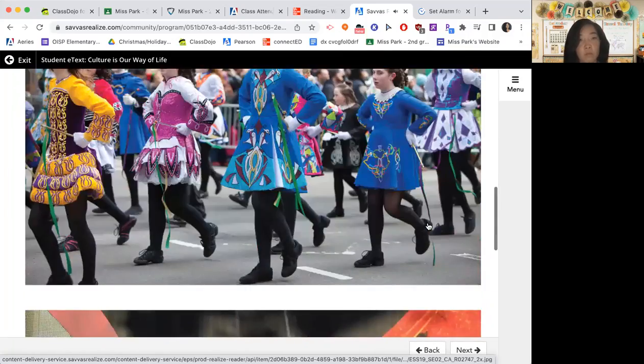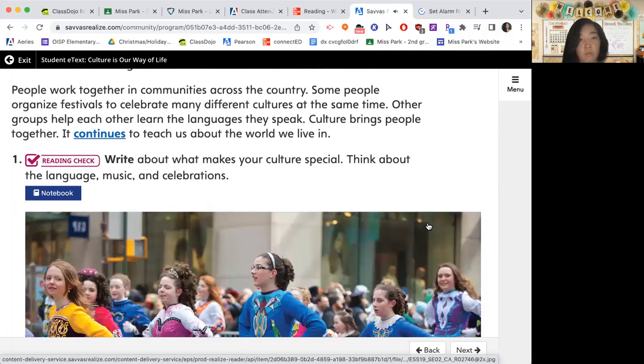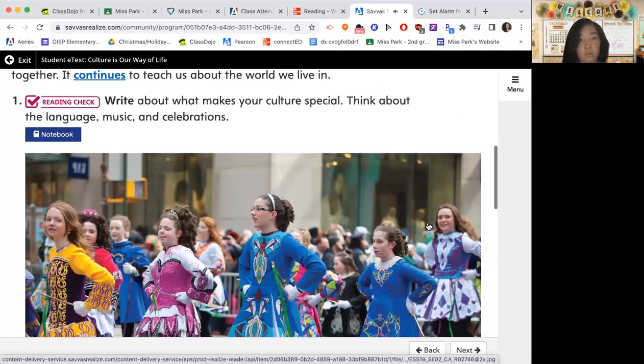Reading check 1. Write about what makes your culture special. Think about the language, music, and celebrations.